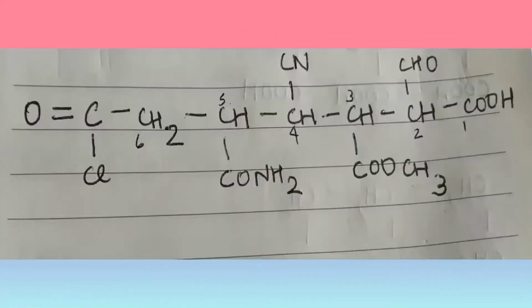Now coming to our next compound. Here we have a carboxylic group. We have an aldehyde group present here. We have a cyanide group present here. Then we have an amide group present here. We have an acid chloride group present here, and we do have an ester group also present over here.